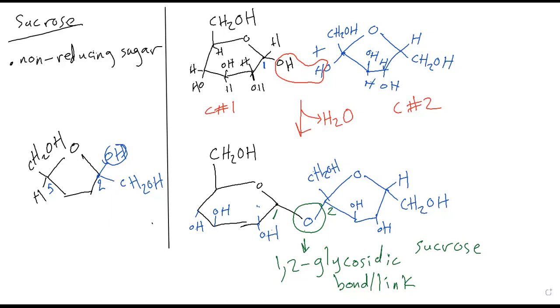Adding Benedict's solution directly to sucrose, you will not get a color change because the carbon 1 here is not free. This bond here prevents any reaction from occurring. So if you just add it directly, no reaction occurs. But if you add acid first, the acid will break this glycosidic bond. You end up back with the glucose and your fructose. And so when you add Benedict's solution afterwards, they will reduce the copper 2 ions present to copper 1.